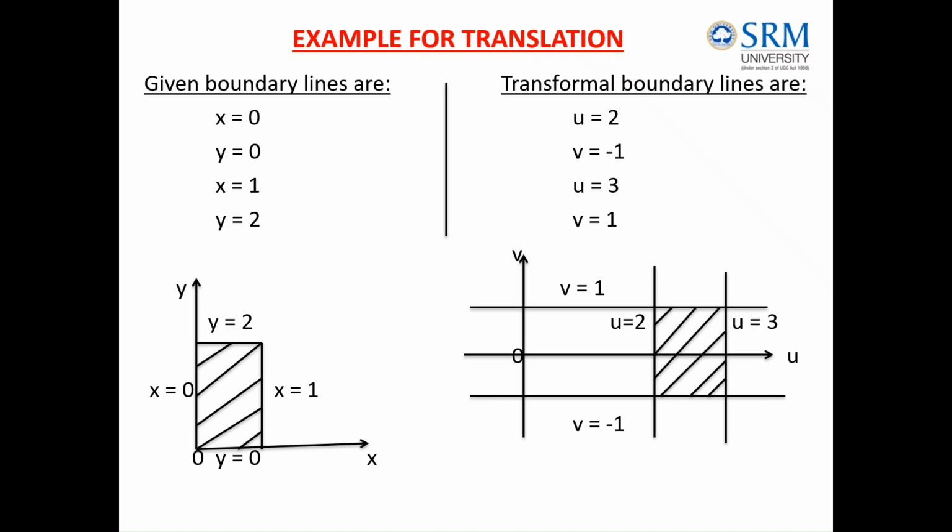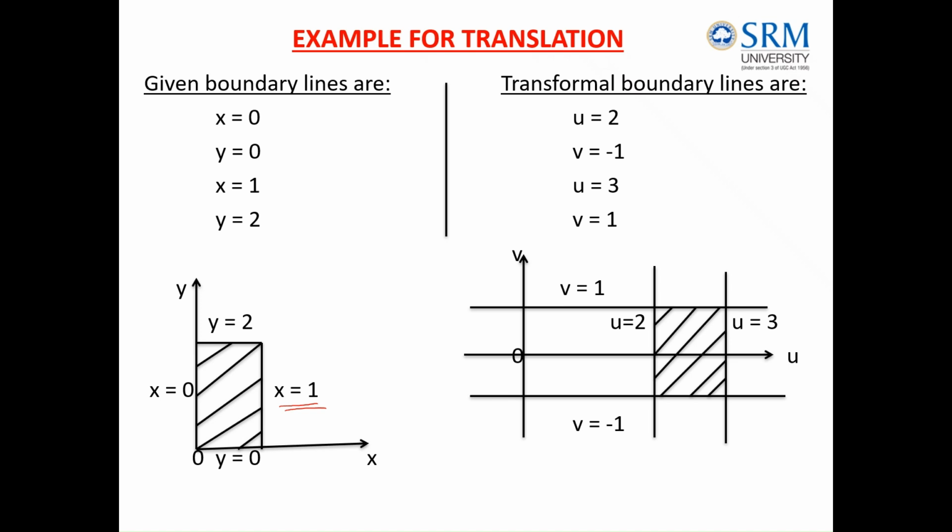So now we need to draw that and identify. Draw the rectangular region, given rectangular region in the z plane first. Take the coordinate axes as x and y. Y equal to 0 is x axis, x equal to 0 is y axis. X equal to 1 is a line parallel to y axis and y equal to 2 is a line parallel to x axis. Then this rectangular region should be shaded like this.